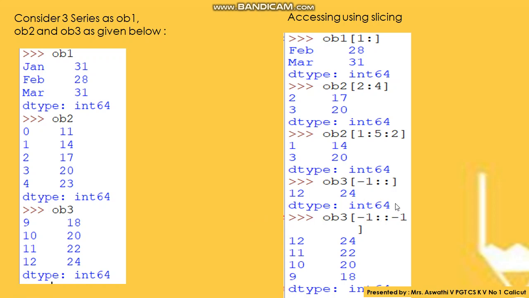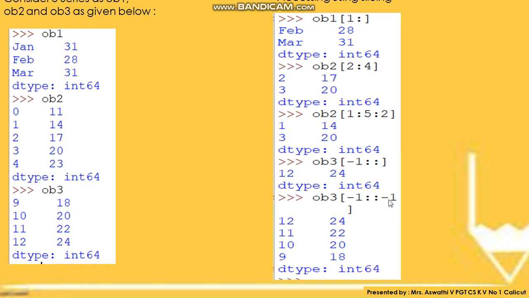Now if the step value is given as minus 1, the square bracket should be given here. OB minus 1 colon minus 1. The stop value is not mentioned, but the step value is given as minus 1, which means that the first data is minus 1 and the second data is minus 1 plus minus 1, that is minus 2. Minus 2 plus minus 1, minus 3, like that. Now data will be printed backward, that is 12, 24, 11, 22, 10, 20, 9, 18. Hope this is clear how to access data using indexing and slicing.